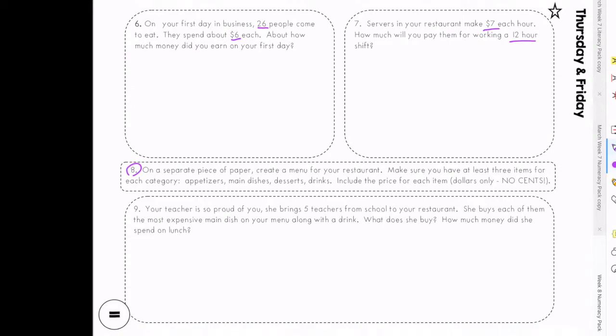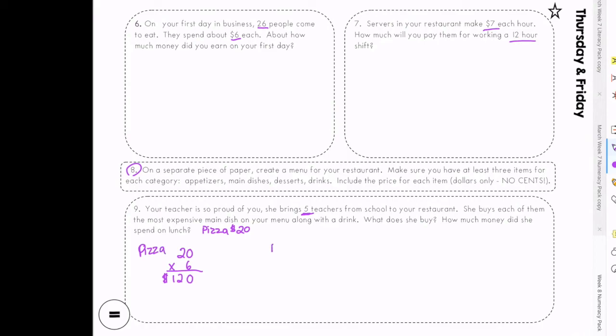Okay, so remember, I bought 5 teachers, and I buy each of them the most expensive dish on my menu with a drink. My pizza was $20, right? So I bought 5 of them plus myself, which is 6 of us. So 20 times 6: 0 times 6 equals 0, 2 times 6 equals 12. So I spent $120 on the pizza.